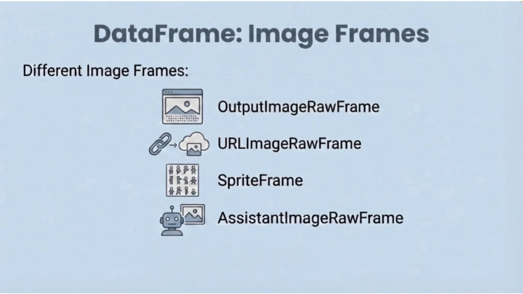So next we have different kinds of image frames. We have output image raw frame, URL image raw frame, sprite frame, assistant image raw frame.